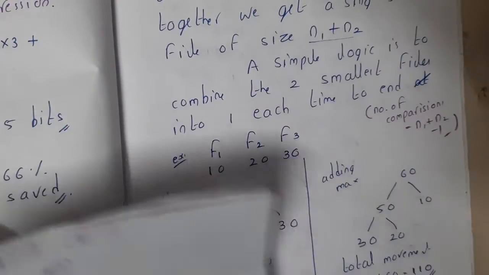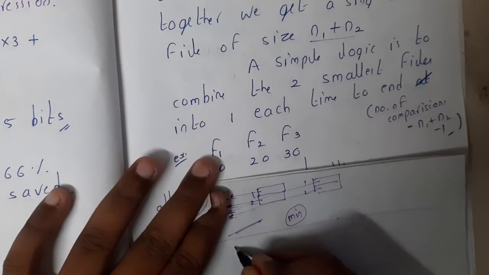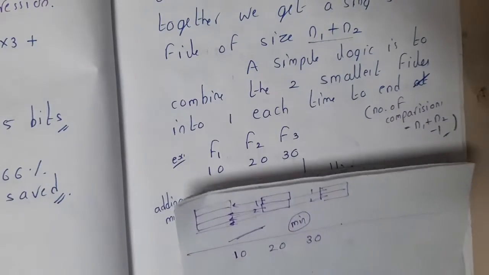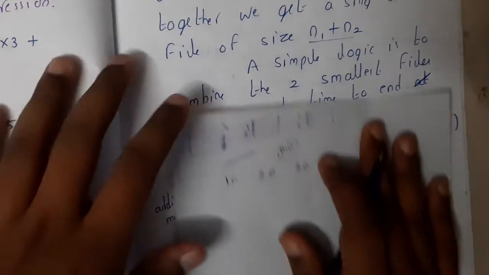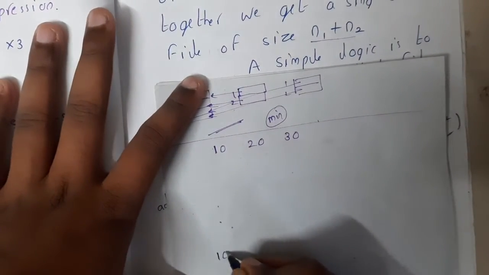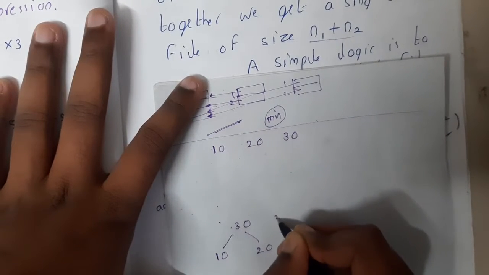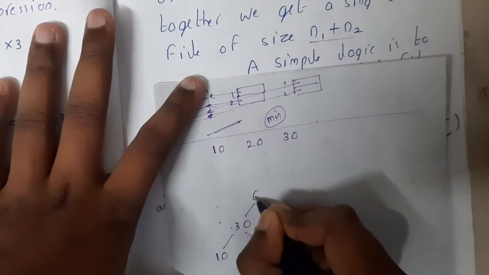So assume that a question is given like 10, 20, 30. Let us do two cases, in which in one we take the two minimum values and in the other we take the two maximum values. Let me start combining them. 10 and 20, the two minimum values, so we get 30. Now I will combine 30 with 30. I will get 60. Got it?